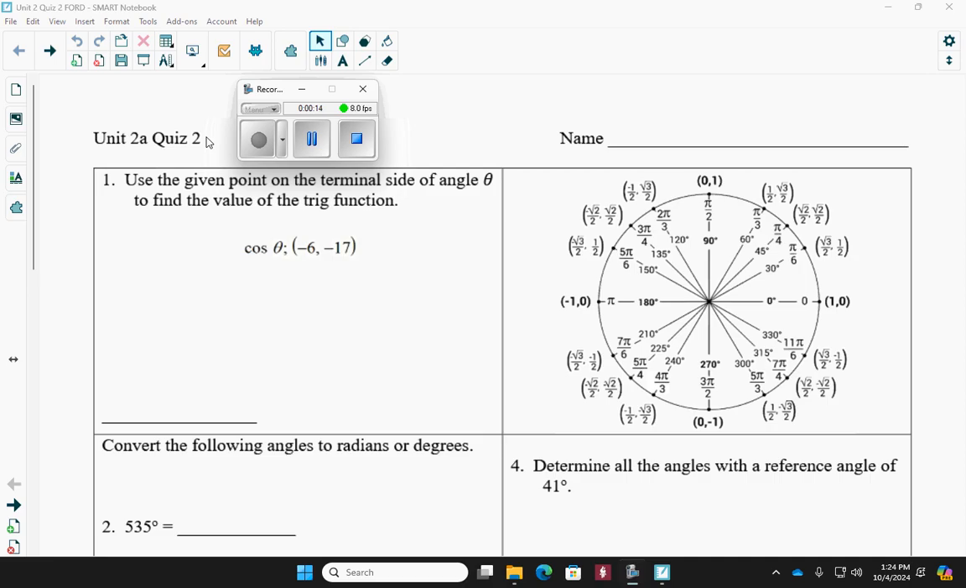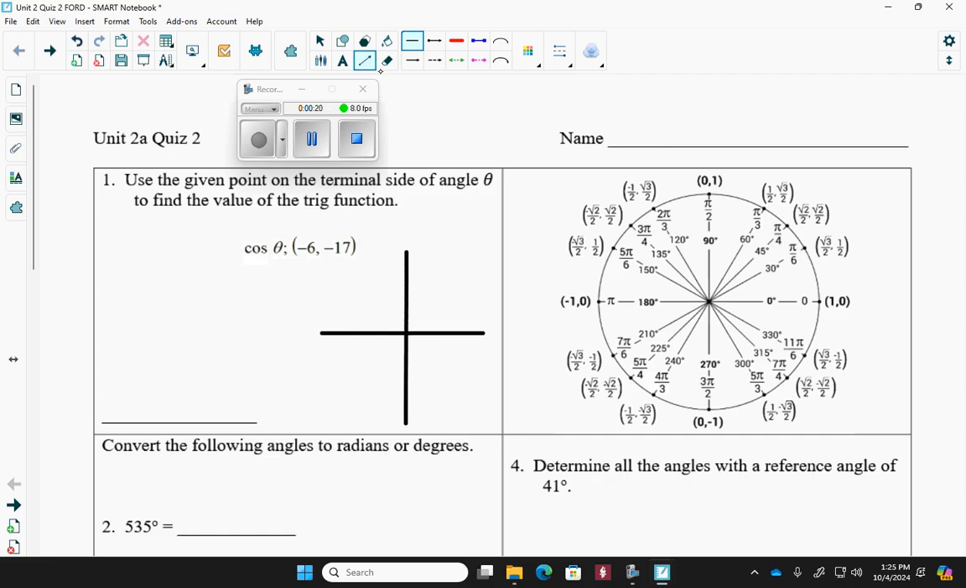So what we're going to do is, if you remember, we have a triangle that we have to create. So there's going to be our quadrants here. This is the information we need. We need -6, -17, which I'm just going to guesstimate and say is right there. Now remember, when you draw your triangle, you're going to draw a diagonal going back to the origin, and then a straight line going back to the x-axis.